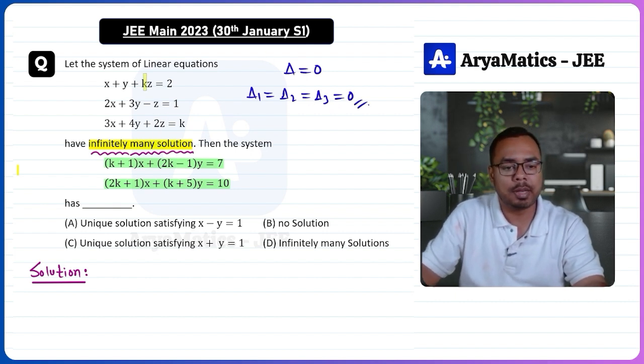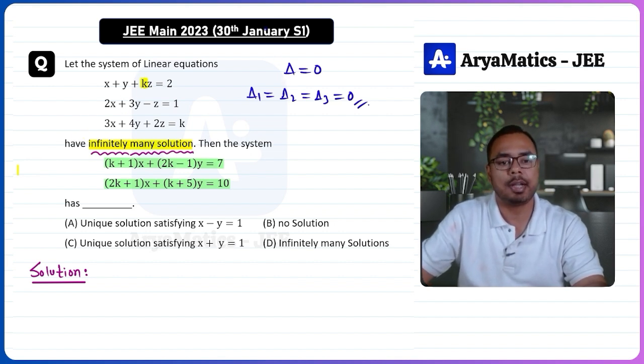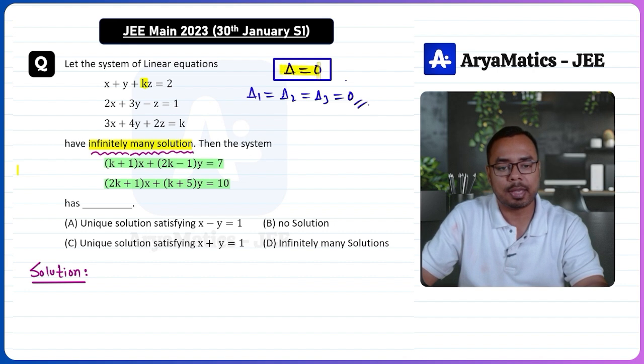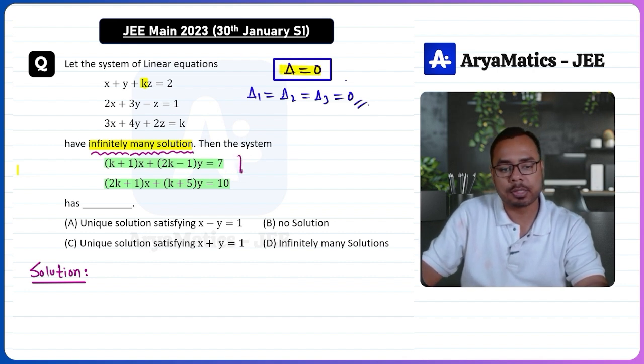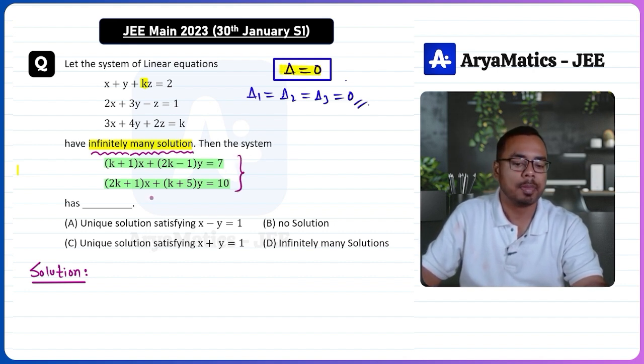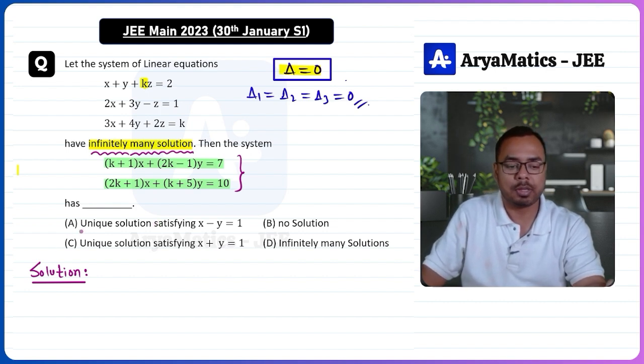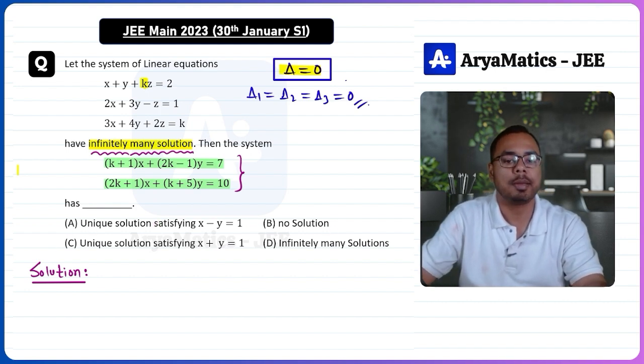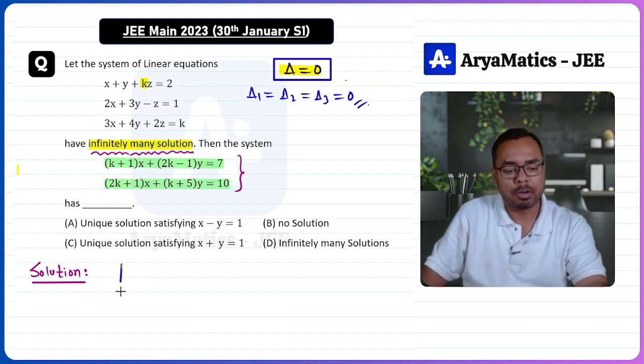Now, because there is only one unknown in this equation, k, using this condition, delta equals 0, we can get the value of that k, right? And once we have the value of k, then we can comment about this system of linear equations, whether it will have which one of these options: unique solution, no solution, or infinitely many solutions. So first of all, let us equate the determinant of the coefficient matrix to 0 and see what value of k we are getting, right?